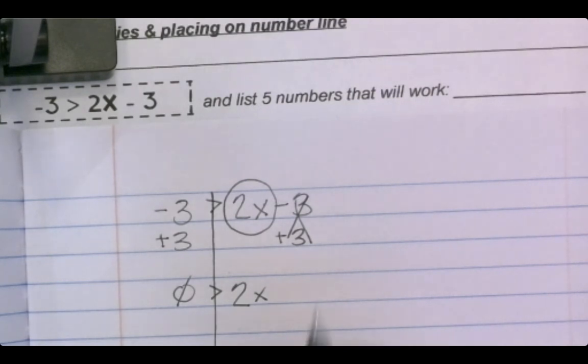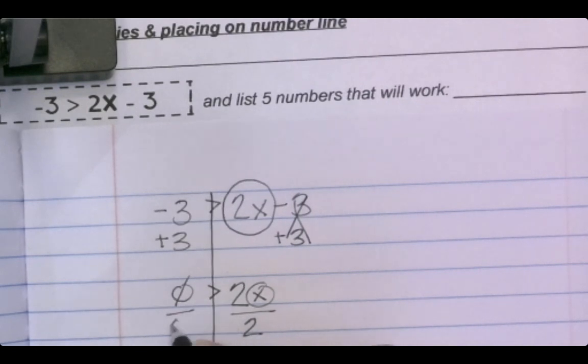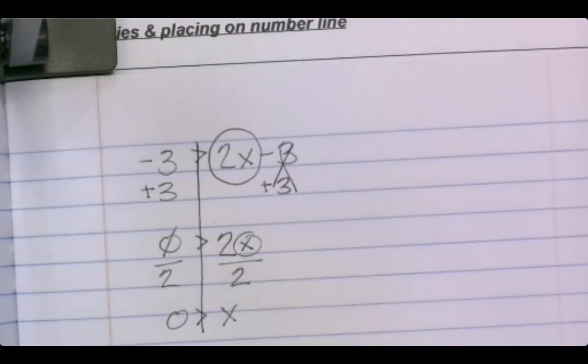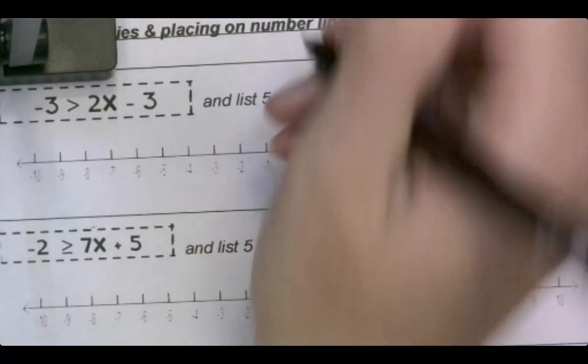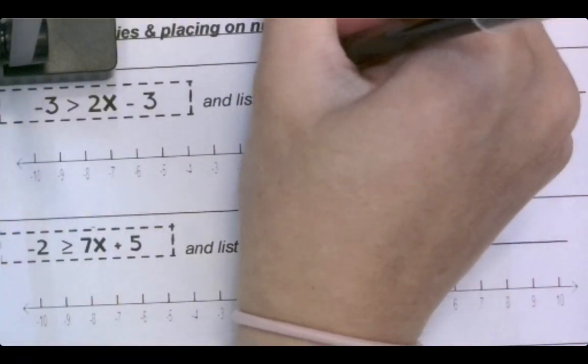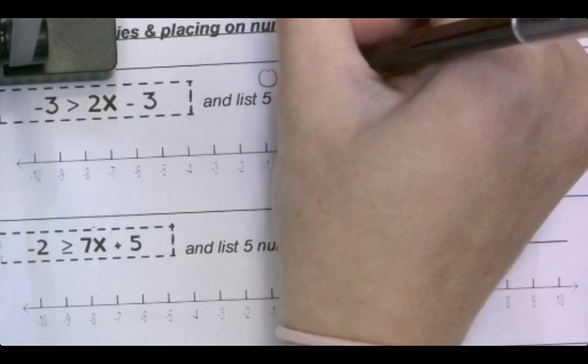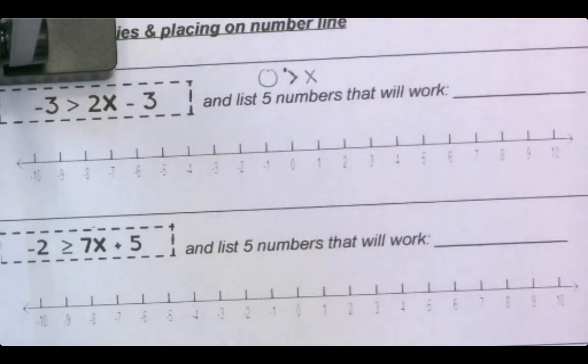But one difference, okay? I need to get my x alone, so I'm going to divide by 2 on both sides. And we have that 0 is greater than x. We have a final answer of 0 is greater than x. Okay? So 0, oopsies, my table is in the way, is greater than x.